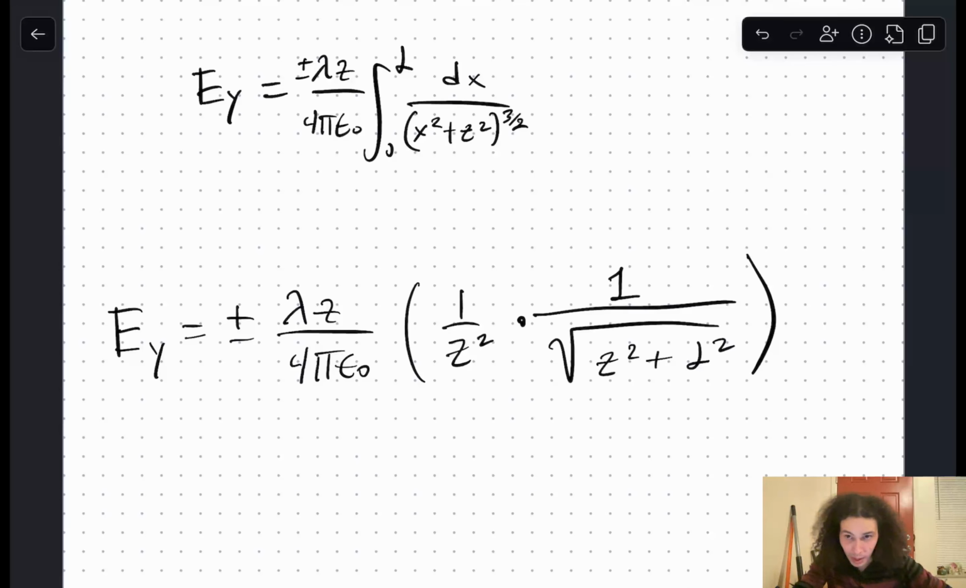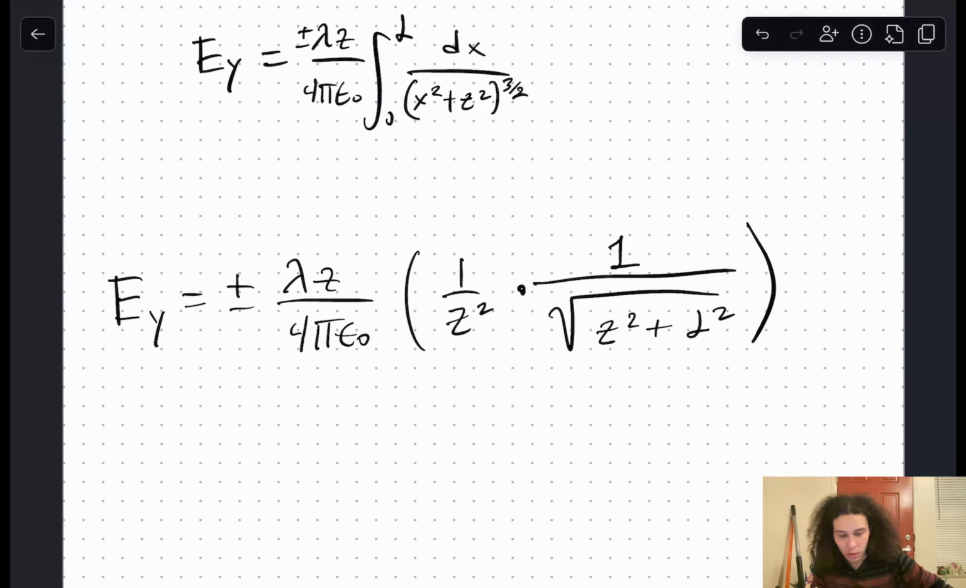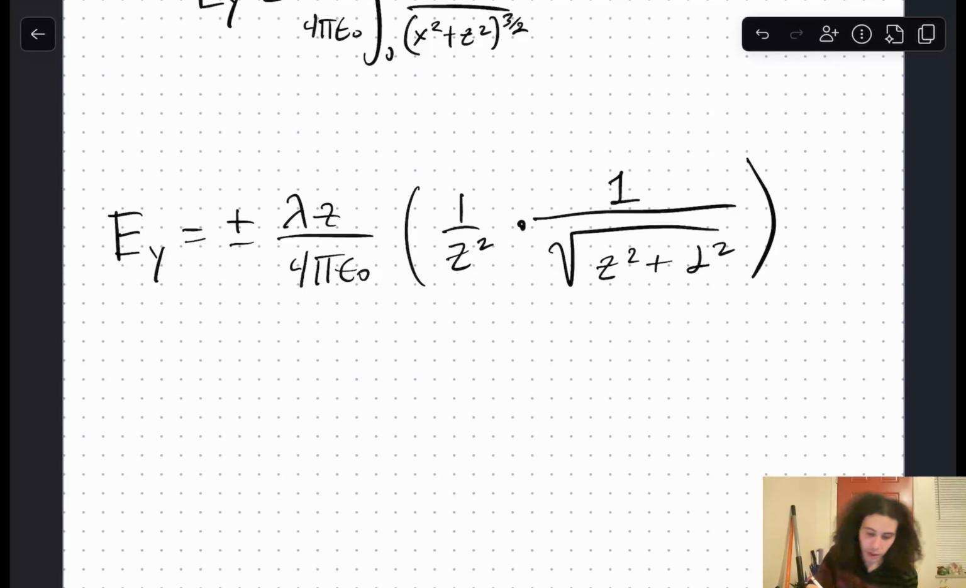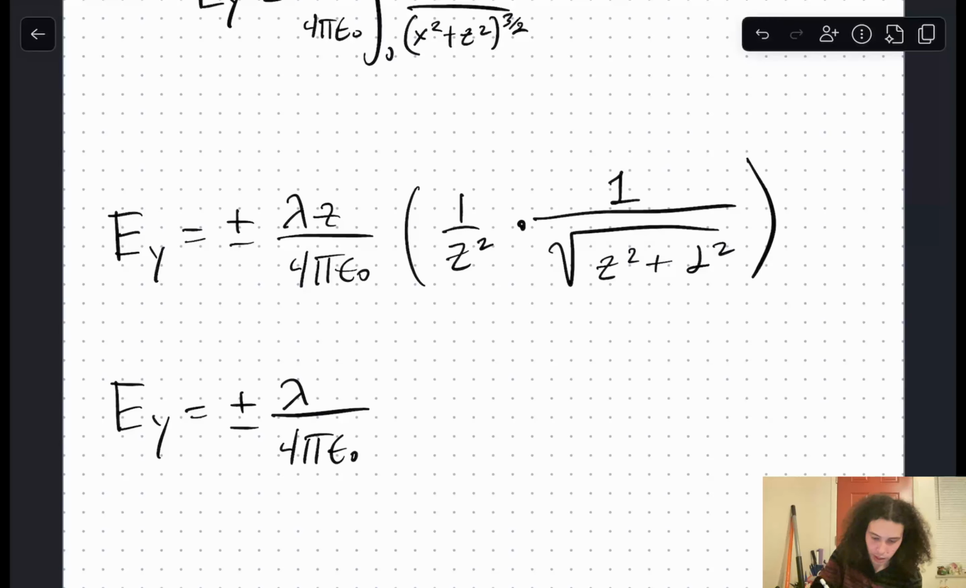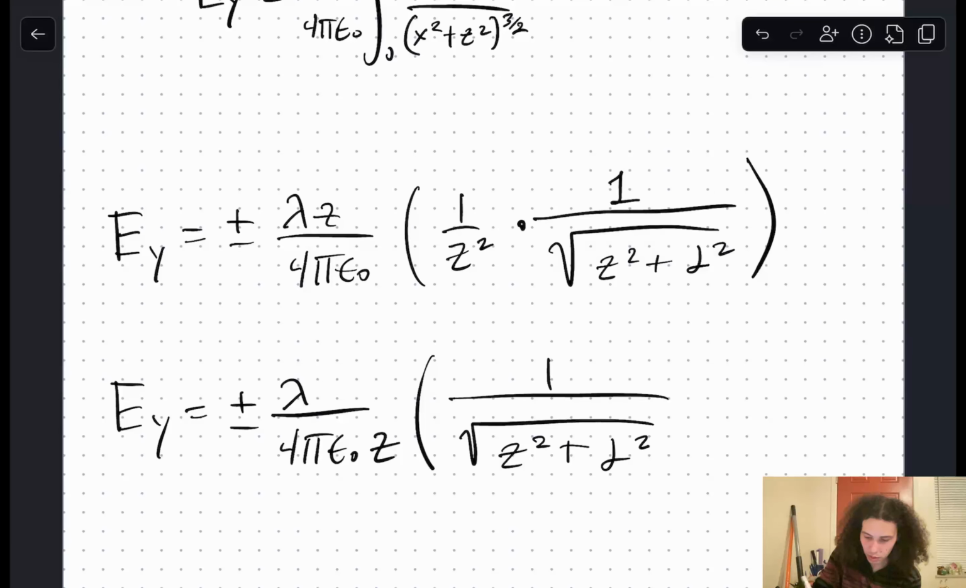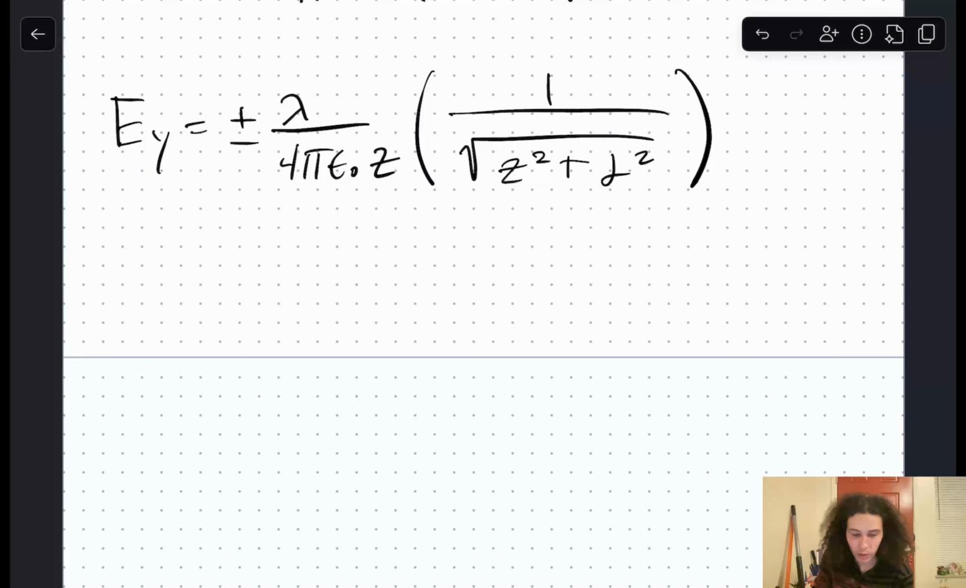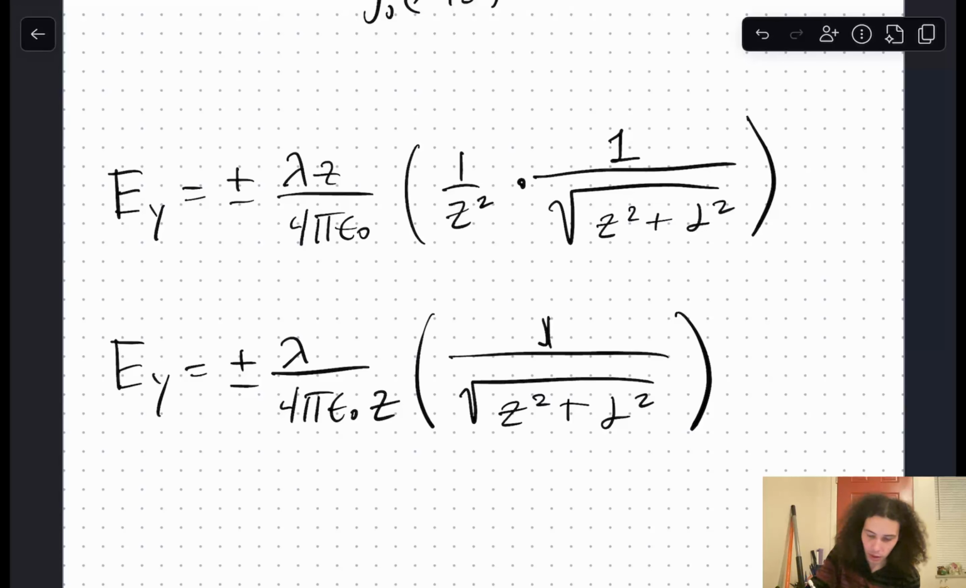Now we're dealing with this equation here. The z's are going to cancel, so you're going to have Ey equals plus minus lambda over 4 pi epsilon naught, with z at the bottom, and the square root of z squared plus L squared. Oh, there's an L up here, sorry.